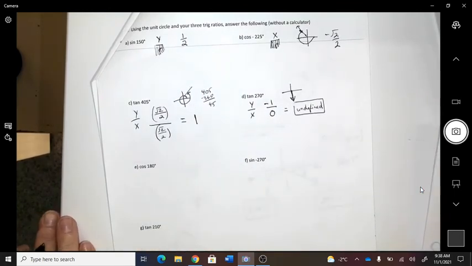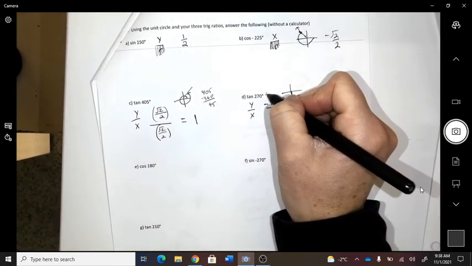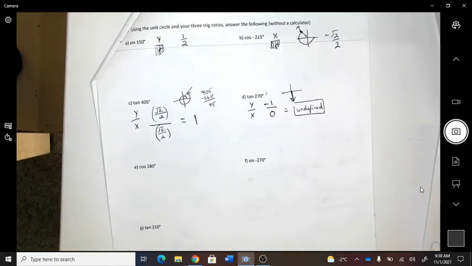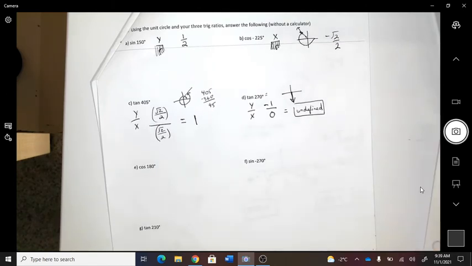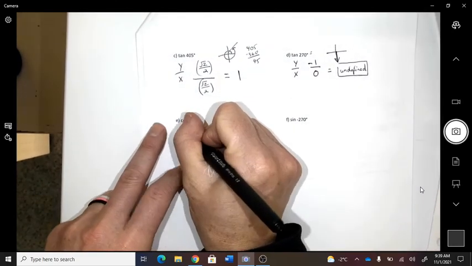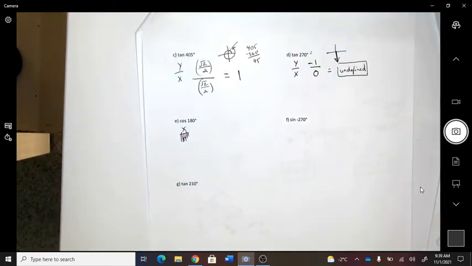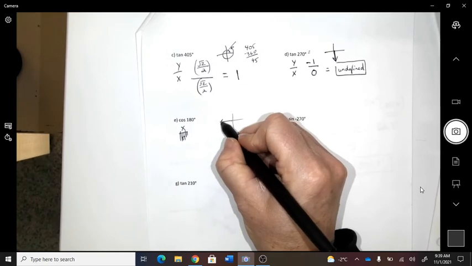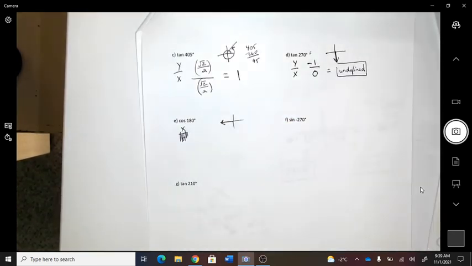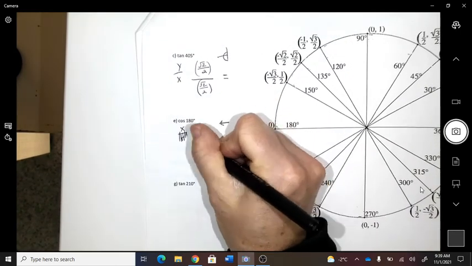Do you understand why I'm not writing no solution? I'm writing undefined, because on this one, I'm asking what is the number? Well, you can't define the number. I'm not asking you what's the solution for x or something like that. I'm saying what's the number? Can't define it. Okay, cos of 180. So x divided by r. I'm going to forget about the divide by 1. So what is the x coordinate when I look at 180 on the wheel? So your answer should be negative 1.